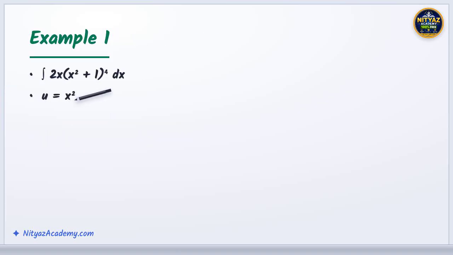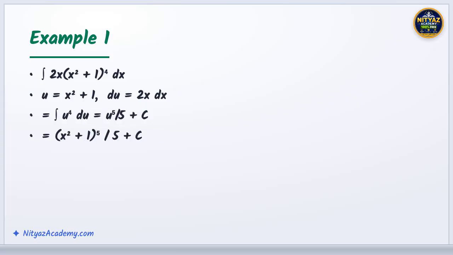Integrate 2x times (x squared plus 1) to the fourth. Let u equal x squared plus 1. Then du is 2x dx, which is exactly the rest of our integrand. The whole thing becomes the integral of u to the fourth du, which is u to the fifth over 5. Put back the inside: (x squared plus 1) to the fifth over 5, plus C.